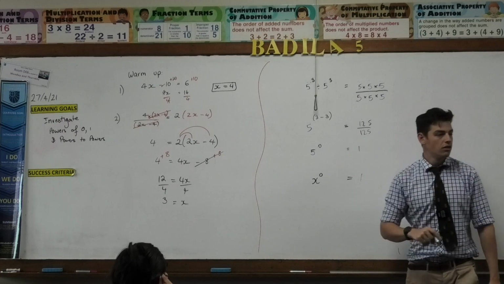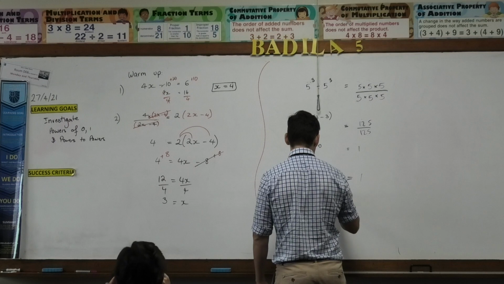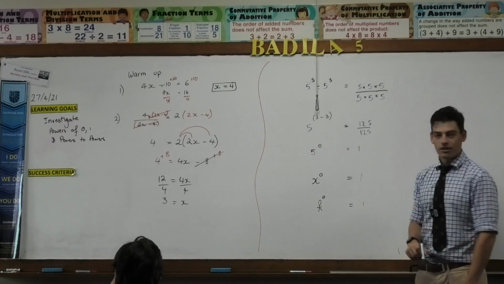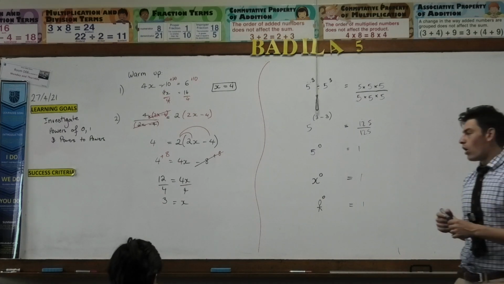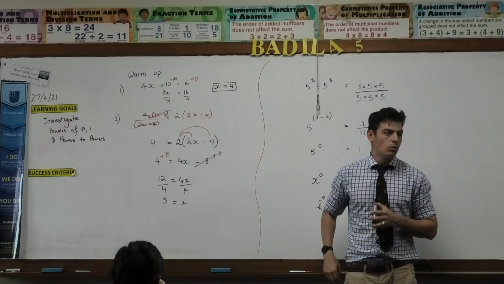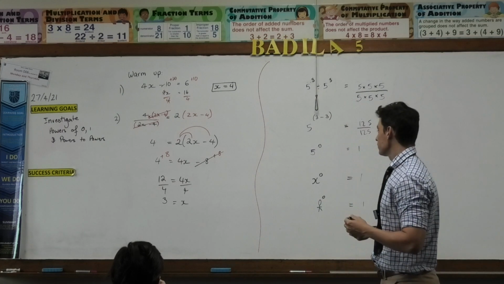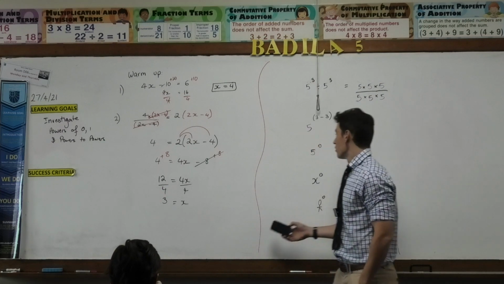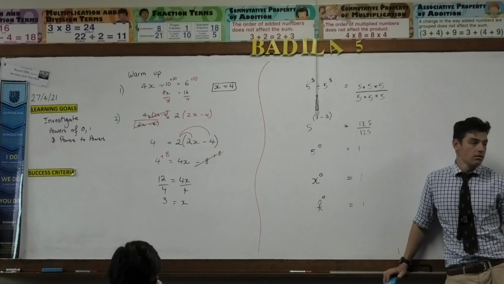What about if I gave you z to the power of 0? What does that equal? 1. Why does anything to the power of 0 equal 1? Let's think about that. Well, how do you get 0? Give me a scenario where you get 0. What do we start with?